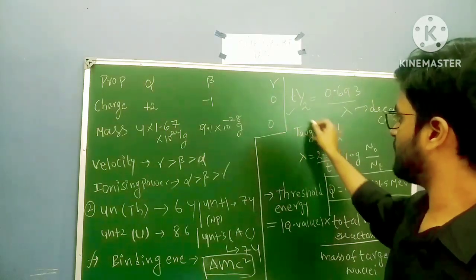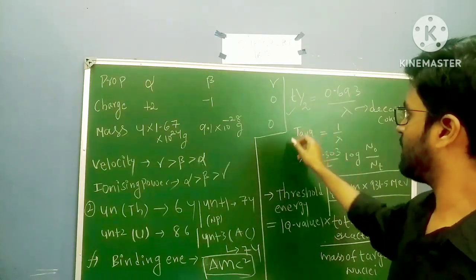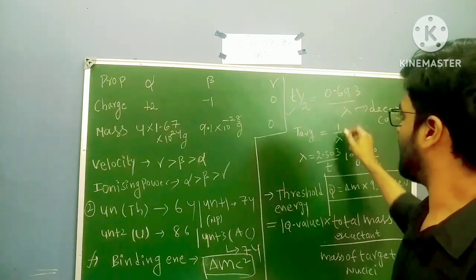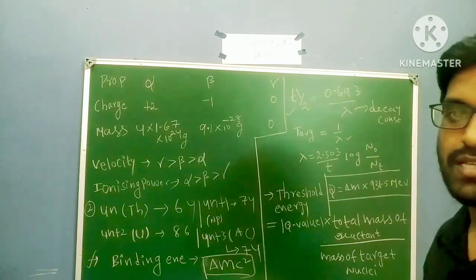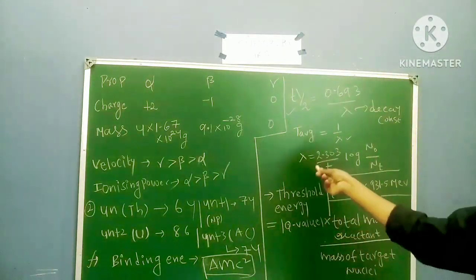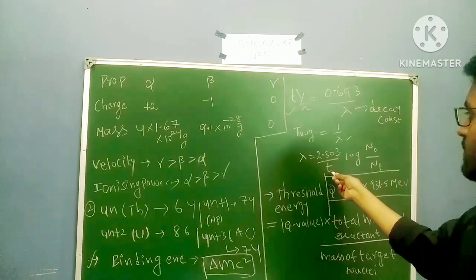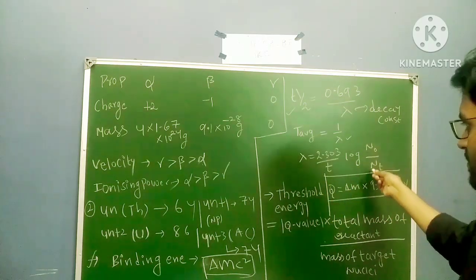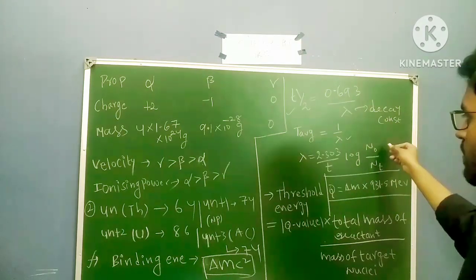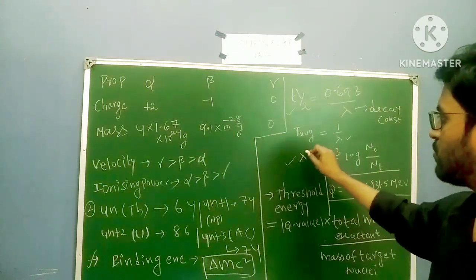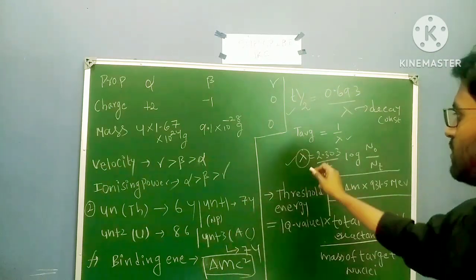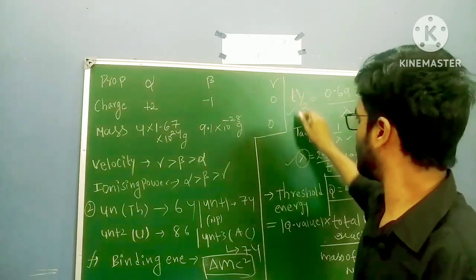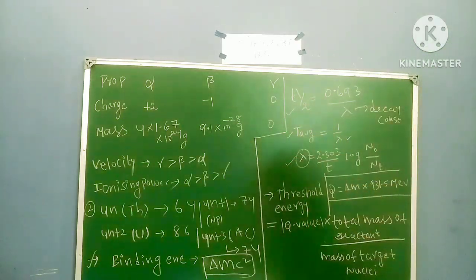Next, average life period. Average time, T average equals 1 by lambda. You have to calculate lambda and put the value here. T average equals 1 by lambda. Next one, lambda equals 2.303 by t log N naught by N t. Here, in place of a naught by a t, we have N naught by N t. You have to remember this formula also. This is how you calculate lambda: 2.303 by t log N naught by N t. This formula is very important.